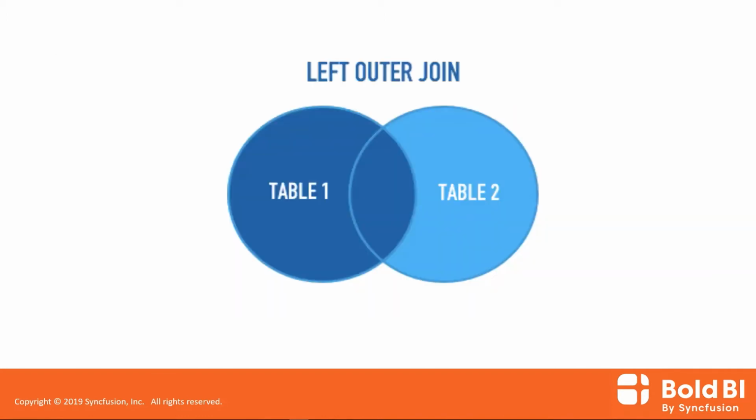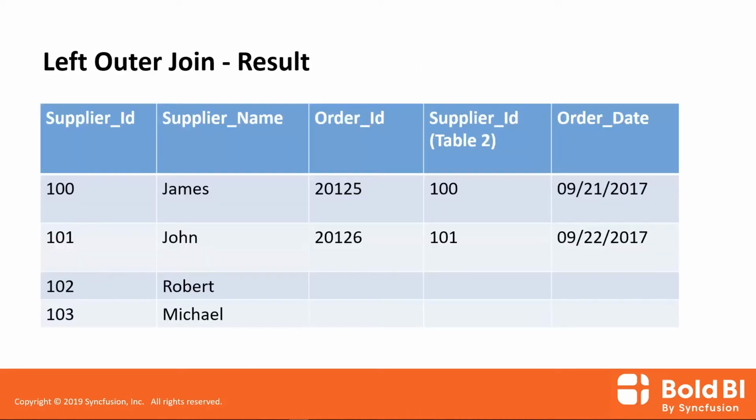Next, let's see about left outer join. A left outer join will return all records from the left table and the matching records from the right table. The result is null from the right table if there is no match. Now, you can see the result of left outer join between Table 1 and 2. Here you can find all the records of Table 1 and only the matching records of Table 2.